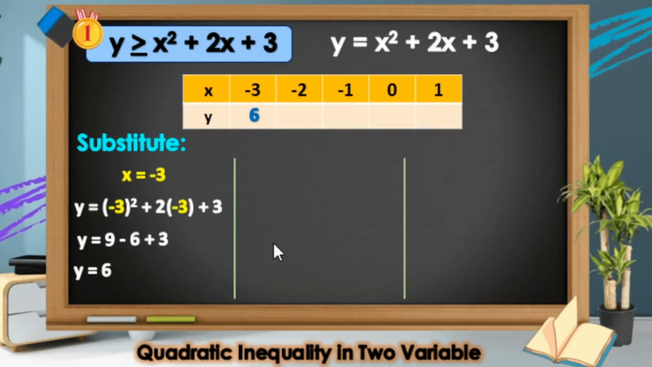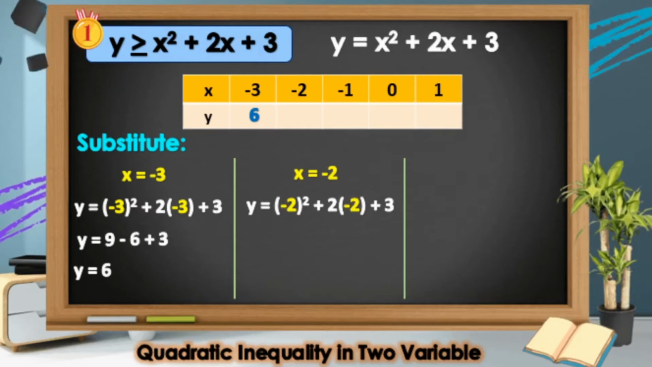So negative 2. If x is negative 2, substitute natin yung negative 2 sa ating x. So we will have y is equal to negative 2 squared plus 2 times negative 2 plus 3. Simplify. So, y is equal to 4. Galing yan sa negative 2 squared. Then, 2 times negative 2 is negative 4 plus 3.